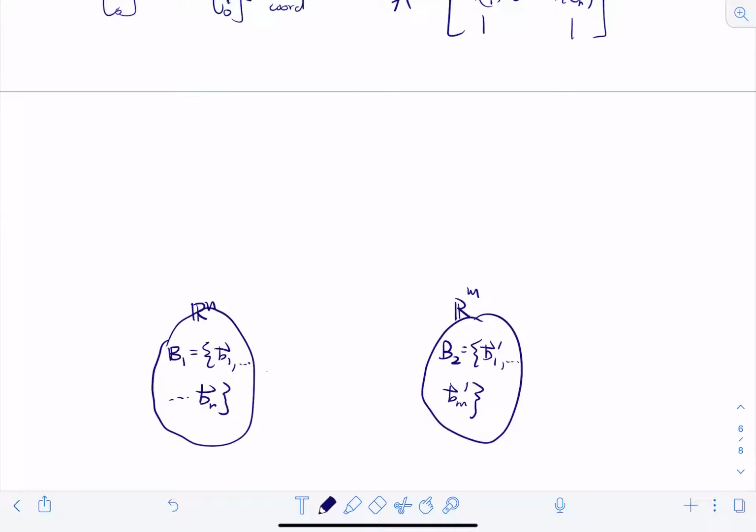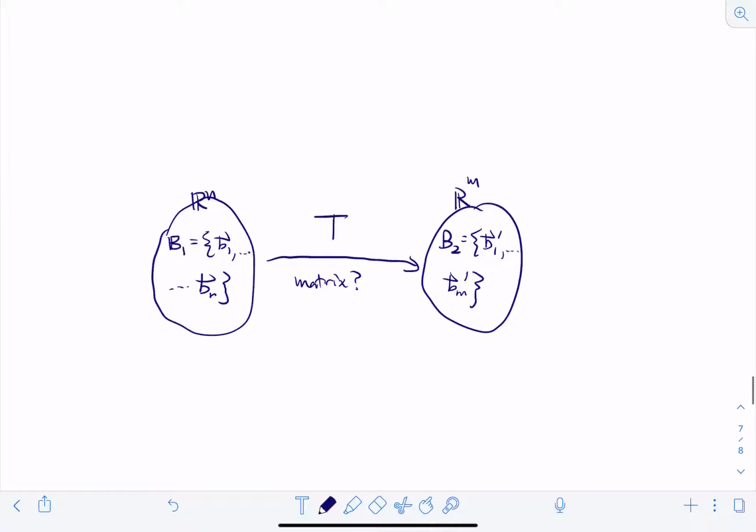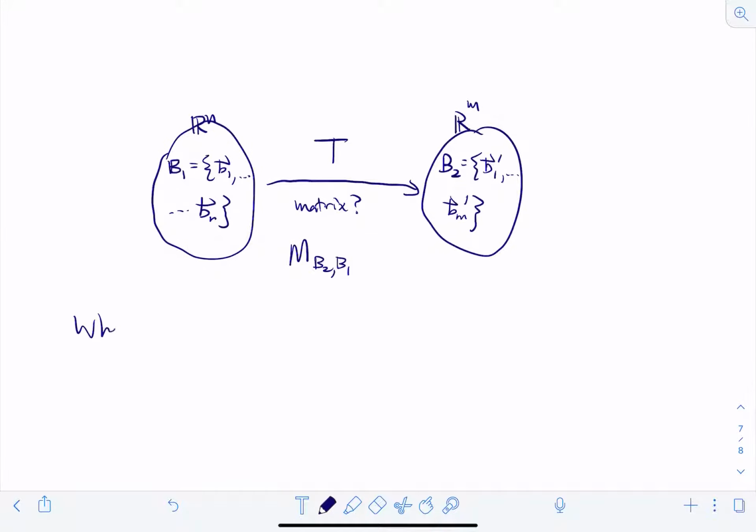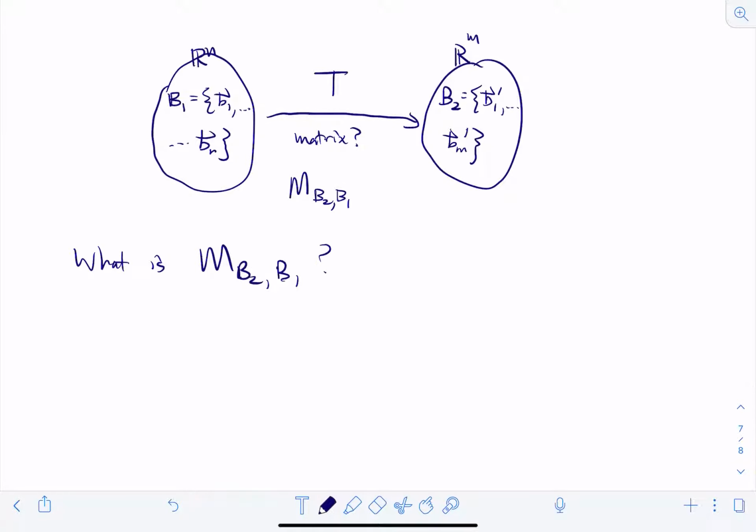And I want to really understand what this matrix is. So T is going here, and I want to know what the matrix is. And we have an answer to that. The answer is going to be something that we call M. We write it as M B2, B1, because the inputs are in terms of B1 and the outputs are in terms of B2. So what is M B2 comma B1? What it does is it takes as its input coordinates with respect to B1, and the output is going to be coordinates with respect to B2.